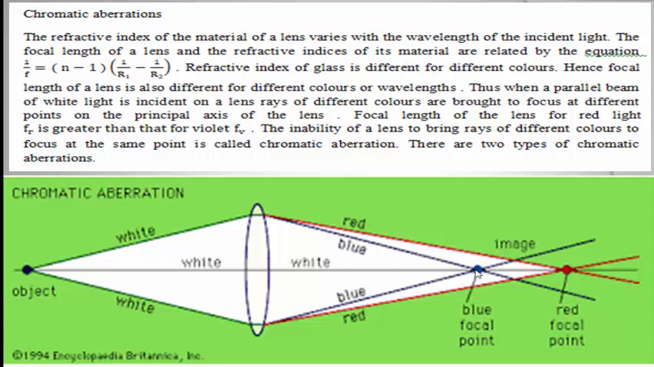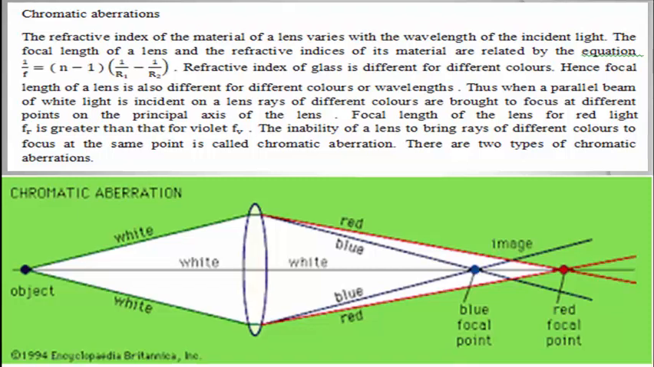The refractive index of glass is different for different colors. Hence, the focal length of a lens is also different for different colors or wavelengths. Thus, when a parallel beam of white light is incident on a lens, rays of different colors are brought to focus at different points on the principal axis of the lens. The focal length of the lens for red light is greater than that for violet.